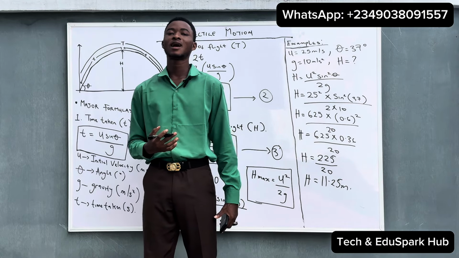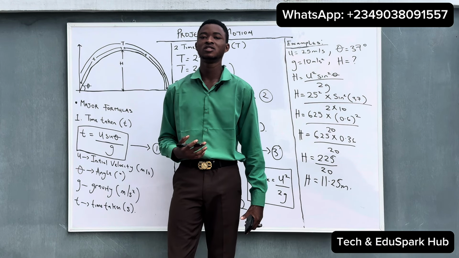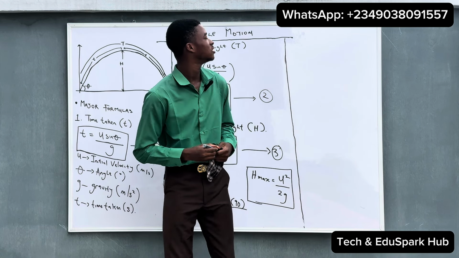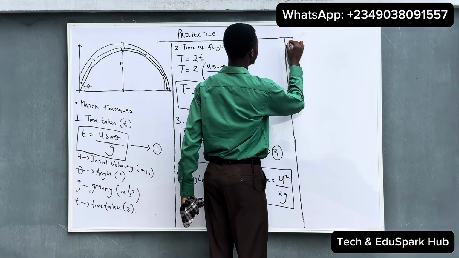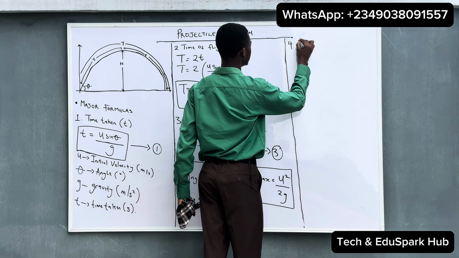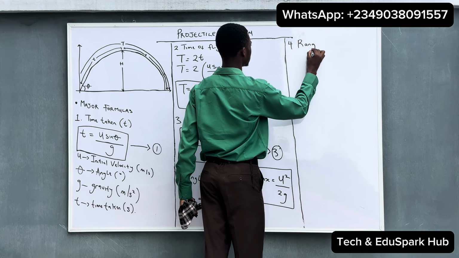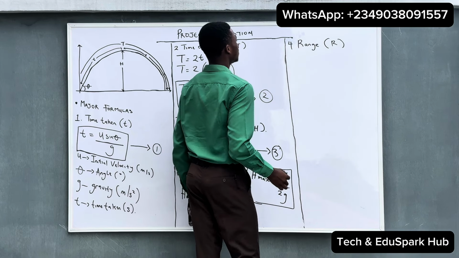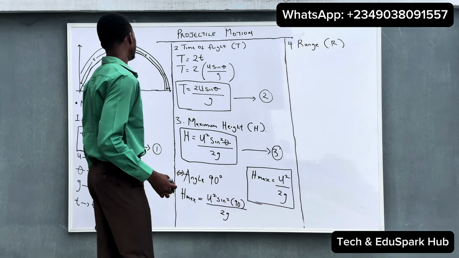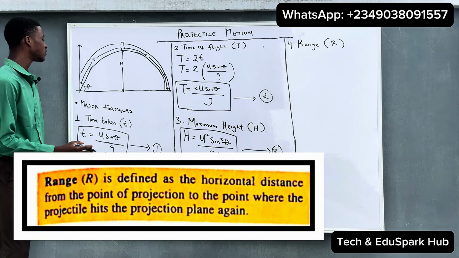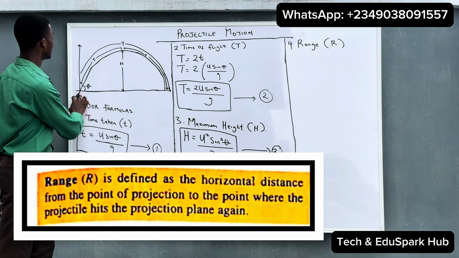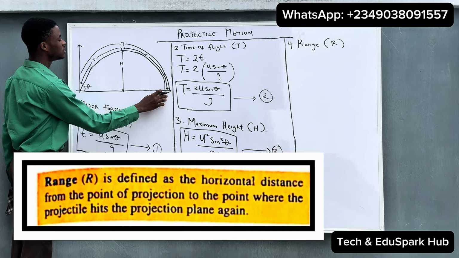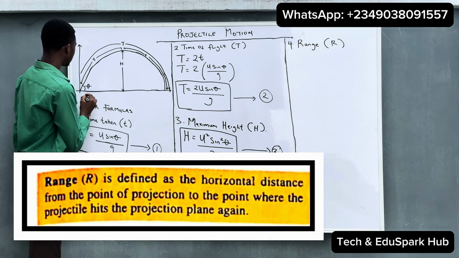So let's move to the last formula on projectile, which is the range. It is our fourth formula, and it is denoted as R. By definition, the range can be defined as the maximum horizontal distance covered from the point of projection till where the body reaches the projection plane again. So this is the range.